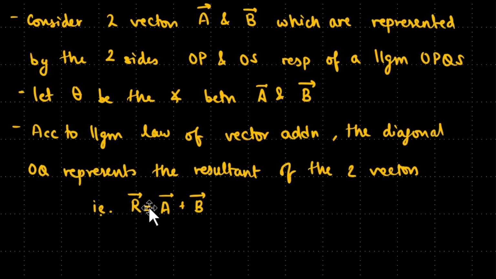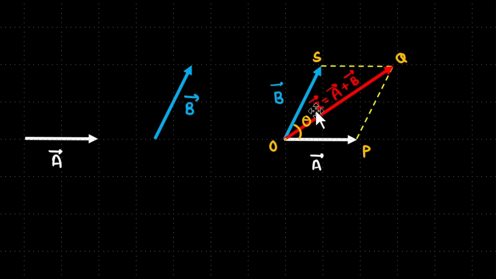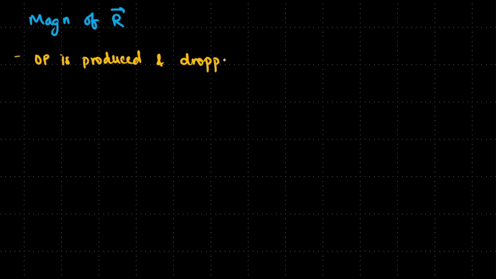So now, since we have this, let's think, what do we need to find of the resultant? If you ask me, you need to find the magnitude and the direction to know everything about the vector. So let's find them. First of all, we're going to find the magnitude of vector R. So that's the first thing we're going to find. Let's write: OP is produced and a perpendicular is dropped at N from Q.